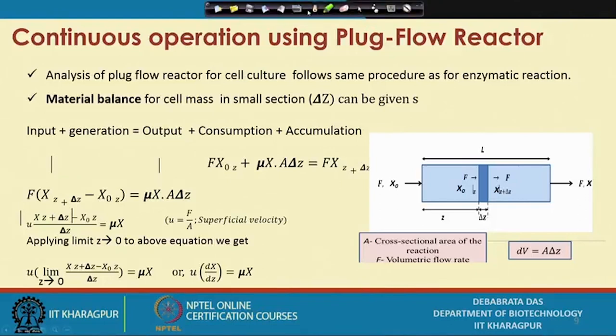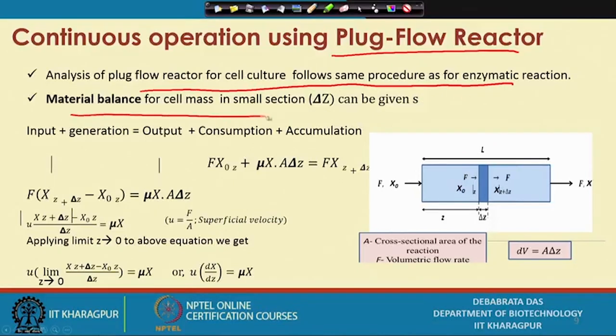Now, let me explain how we can analyze the plug flow reactor. It is similar to the plug flow reactor we discussed during the enzymatic reaction. The analysis of the plug flow reactor for cell culture follows the same procedure as the enzymatic reaction. The material balance on the section is like this. I told you this is a kind of tubular flow, and plug flow is a kind of piston flow. Here, F is the flow rate and x is the cell concentration at position z and at z plus delta z.